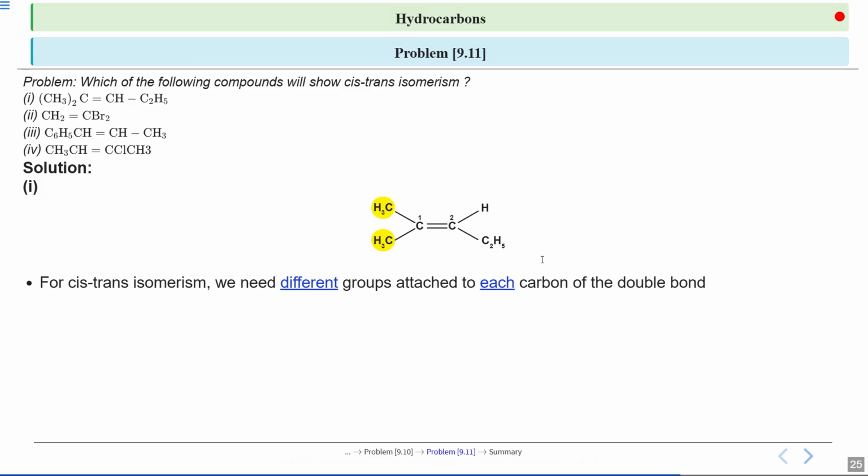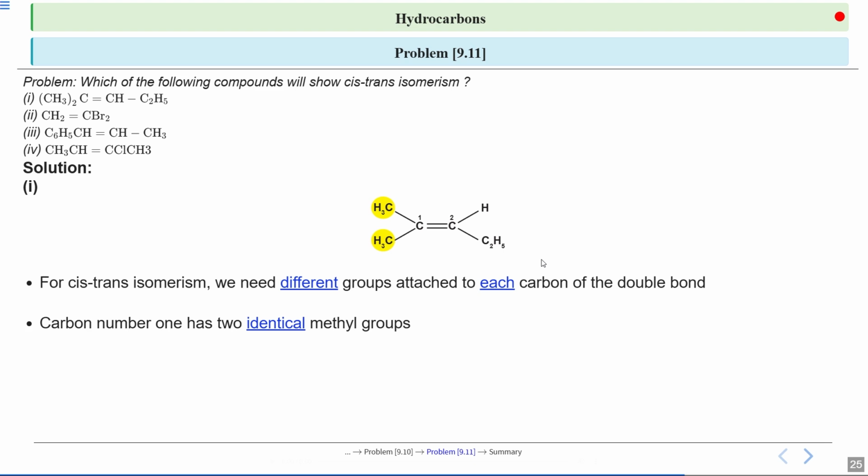This is a key requirement because it allows for the different spatial arrangement that defines cis and trans isomers. But as you can see in the structure, carbon 1 has 2 identical groups. So this compound does not fulfill the condition required to show cis-trans isomerism. We have 4 compounds listed. We will analyze each one to see if they meet the cis-trans isomerism or not.